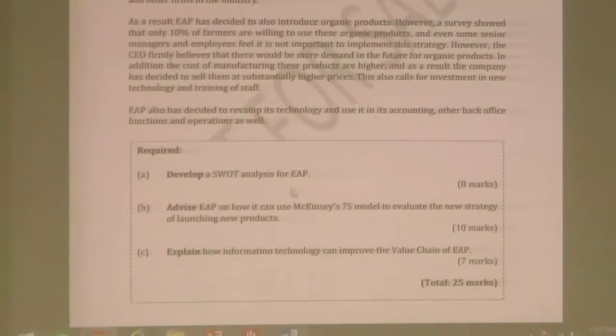Question number 7, SWOT analysis. McKinsey's 7S model. And then comes Porter's value chain. Porter's value chain talks about two areas, that is the primary activities as well as the secondary activities. So how information technology can change.